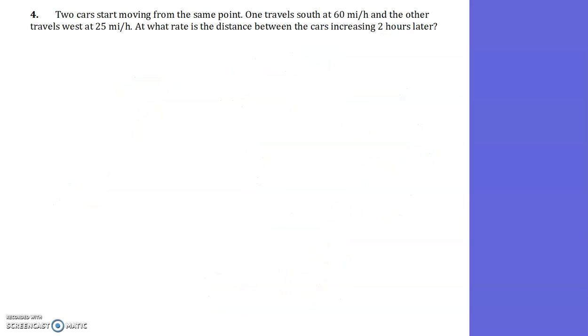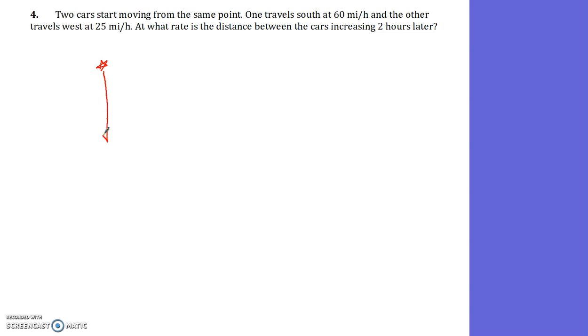So let's look at this next one. Two cars start moving from the same point. Now they're leaving from the same location. One travels south, so one is going to be going down. The other is going to be going west. So here's where they're leaving from. Here's like my intersection.